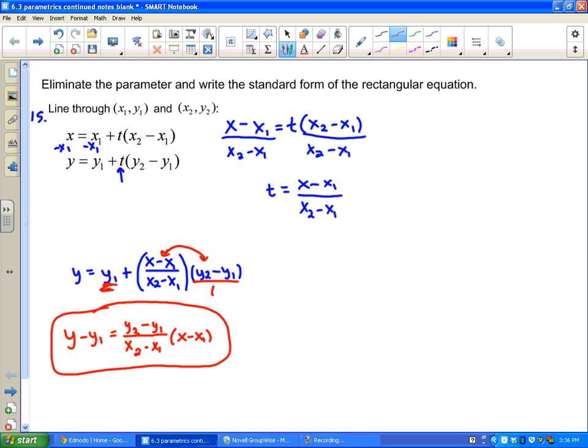Actually, it is point slope form, not basically, it is point slope form, except a lot of times we put an m here instead of actually writing out the slope formula. So that's what it's asking us to do.